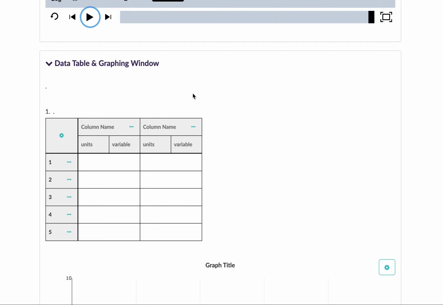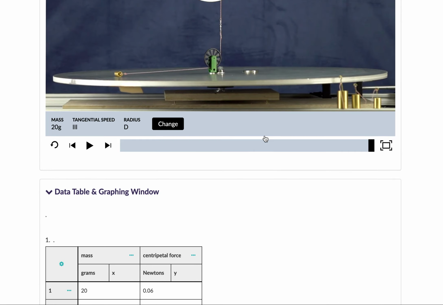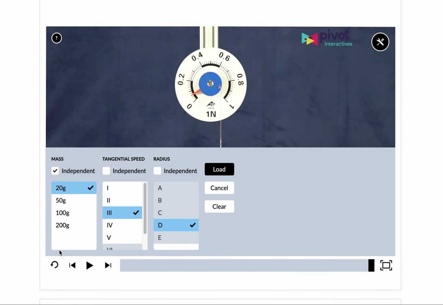All right, so down here I get to record my data. So I'm changing mass and I'm measuring centripetal force. Right? The units of mass are grams. The units of force are newtons. And this is going to be on my x-axis. This is going to be on my y-axis. So at 20 grams, I got 0.06 newtons of force. What happens if I go to more mass? Let's go to 50 grams. Again, only changing this, not changing the speed or the radius.